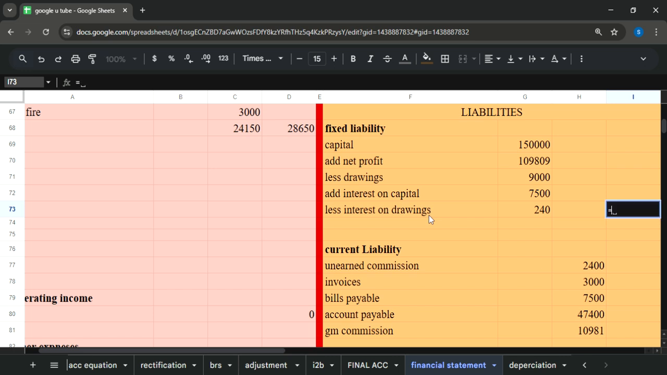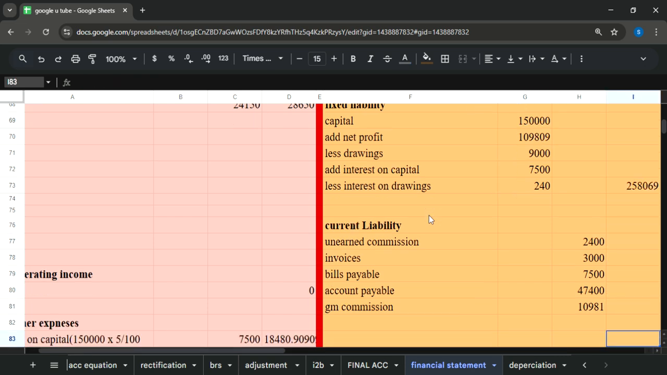First, we will see fixed liability, and what we have is amount of capital. Then you will add net profit less drawings, then add interest on capital, and then subtract amount of drawings. In this way, final amount of fixed liability arrived.